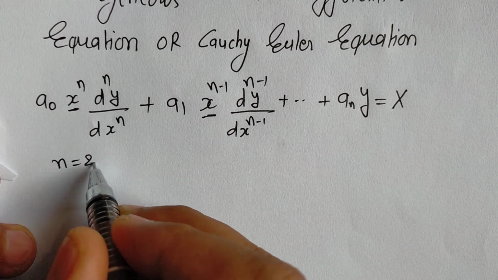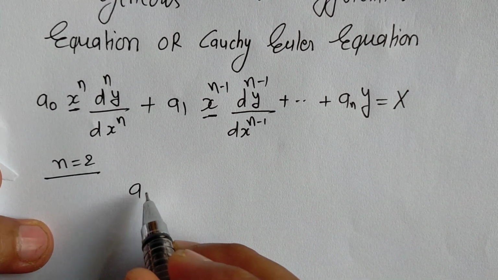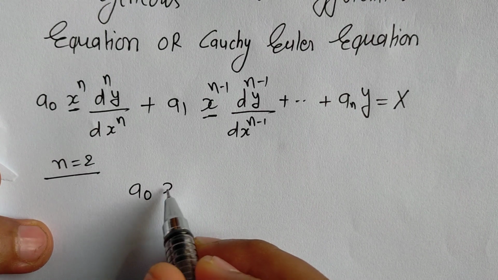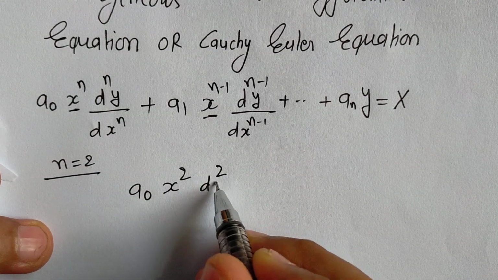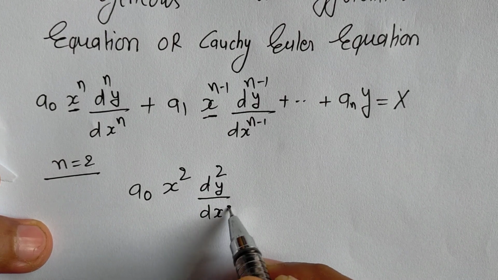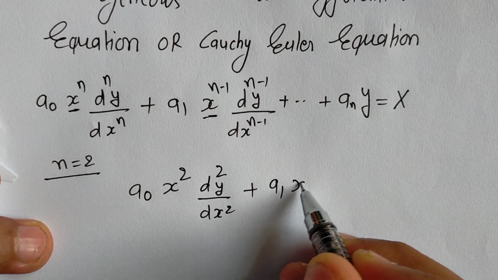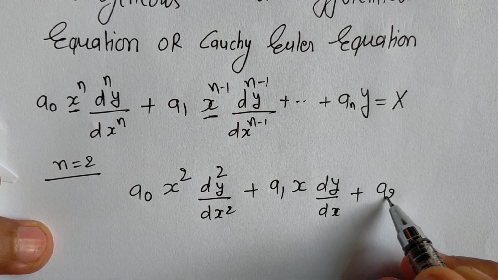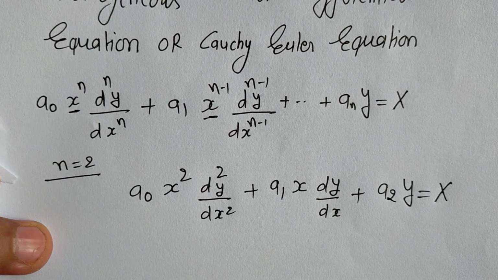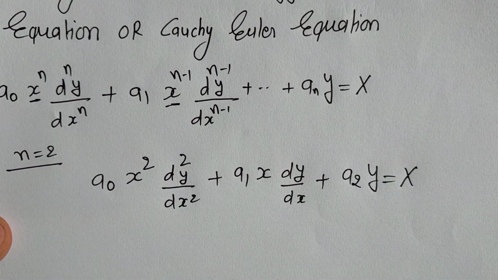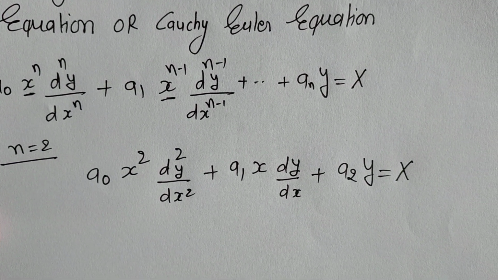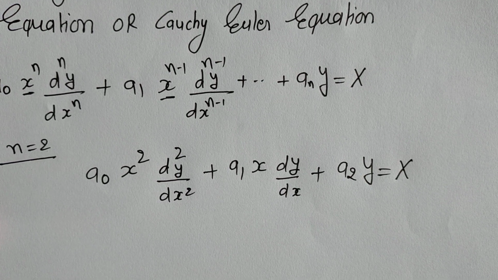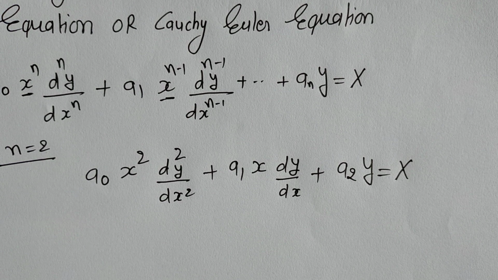Let me write n equal to 2. So we have a0 x square d2y by dx square plus a1 x dy by dx plus a2 y equal to X. So this is the second order Cauchy-Euler equation where a0, a1, a2 are constants. We know how to solve the differential equation with constant coefficient.